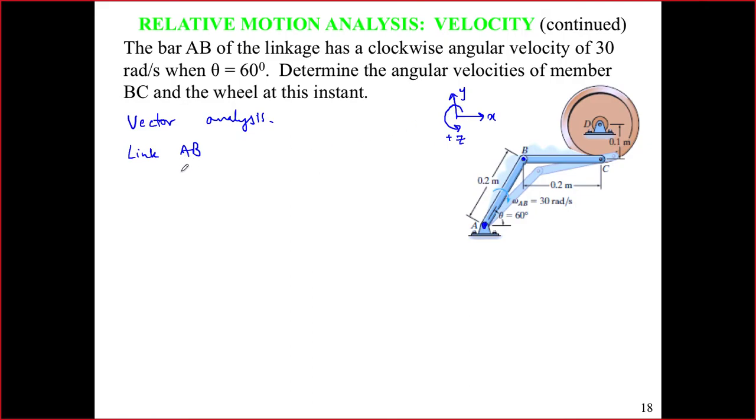Okay, so link AB. Let's consider the velocity of B, which is joined to both these links. So VB is going to be equal to VA plus omega BA crossed with RBA, all vectors. Noting right here that A is fixed to this support. So A is not going anywhere, VA is 0. So then what do I have? Just VB is equal to omega BA crossed with RBA.